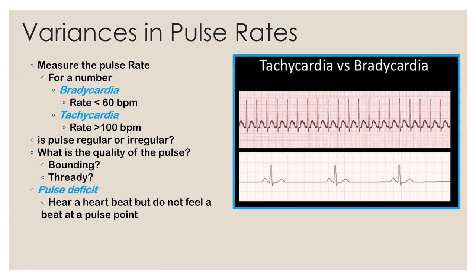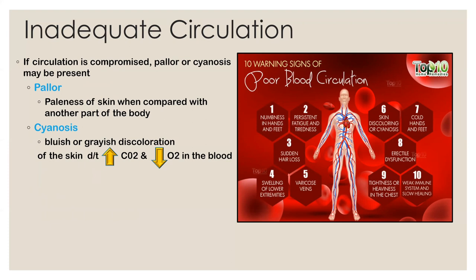And then as we were just talking about, inadequate circulation. If circulation is compromised, paleness or cyanosis, or blueness, will be present. You need to know that term. Pallor is the paleness of the skin when compared with another part of the body. That tells us that they have inadequate circulation. Cyanosis is a bluish or grayish discoloration of the skin due to increased CO2 and decreased O2 in the blood. Okay, so this is a preliminary finding. As I said, you need to do further investigation to determine what is causing this, especially in communication with the physician.